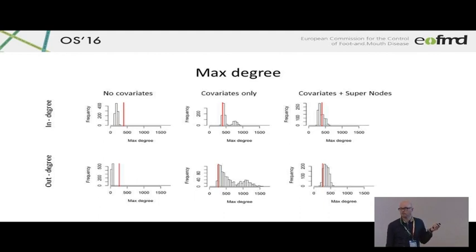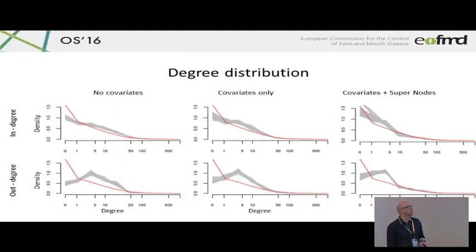Further, if we look at the degree distribution in total, you see again the 3 models column-wise, in degree on top, out degree on the bottom, and you see the density and the degree. If you look from 10 degrees and upwards, we're doing a far better job, especially on the out degree, of capturing the degree distribution when we use the most complex model compared to the simpler models.